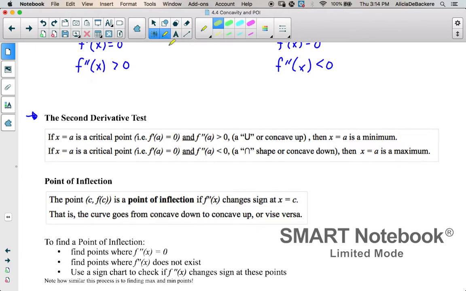When we're using the second derivative test, we're going to first look for our critical numbers, and then we're also going to consider the value of the second derivative. So first I come up with the values of x by setting the first derivative equal to 0 or finding where it doesn't exist. And then I consider the value of the second derivative. If the second derivative is greater than 0 or positive, then I have that concave up shape, so I must have a minimum.